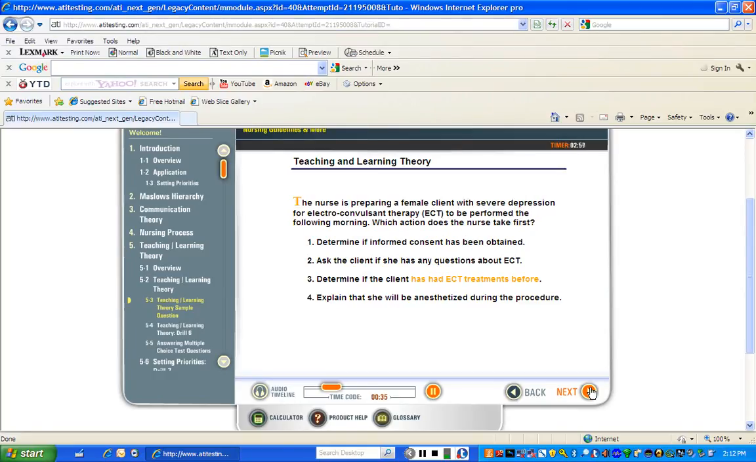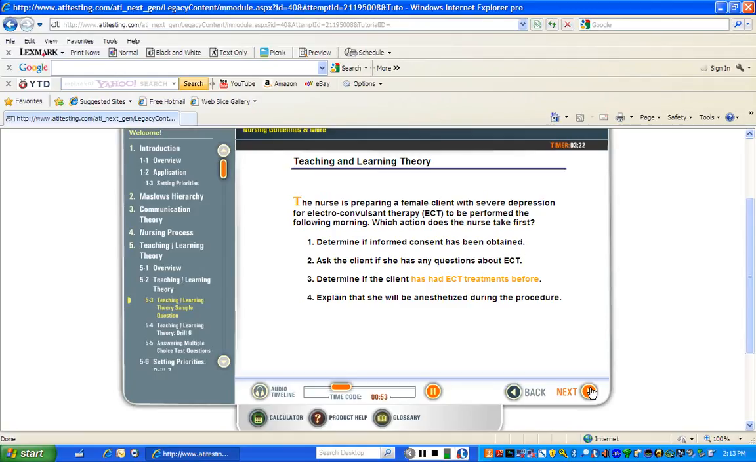Again, this is a good example of a priority question, where at first glance not only do all the answers look right, but they all are actions that the nurse will need to take to prepare the client. We will assign question marks to all of them, since we know that every one must be done. You need to decide which action is the one that the nurse takes first.